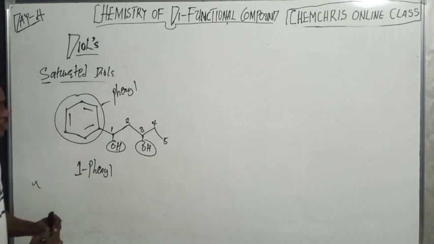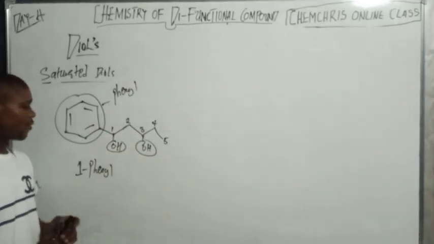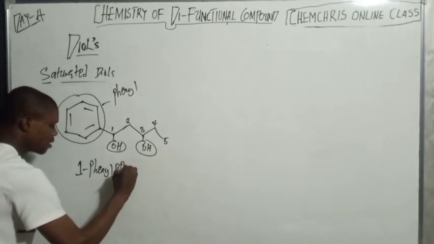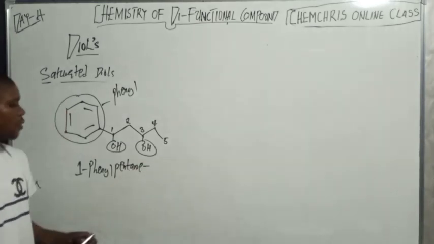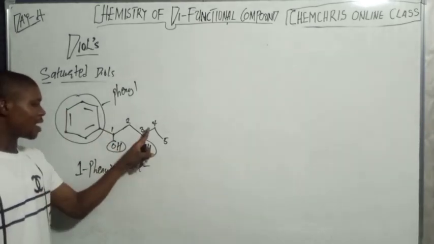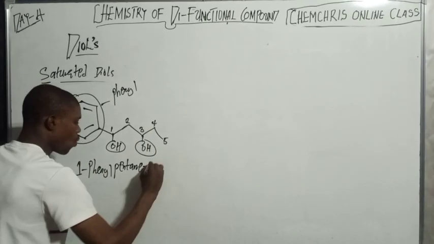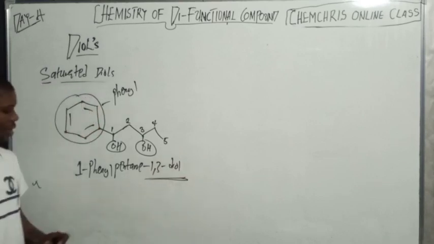1-phenyl. Now, how many carbons are in here? 5. So it's going to be 1-phenylpentane. Now, what are the positions of the OH groups? Carbon 1 and carbon 3. So it's going to be 1-phenylpentane-1,3-diol. That is the name.